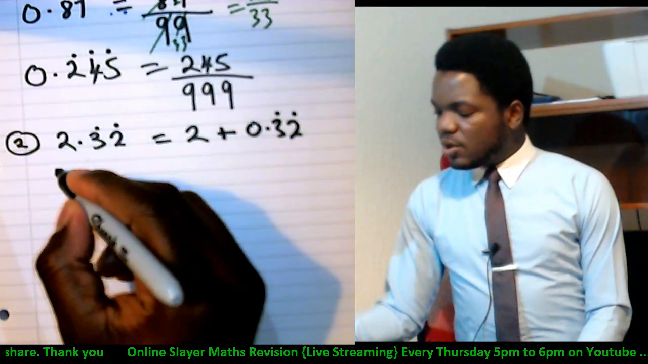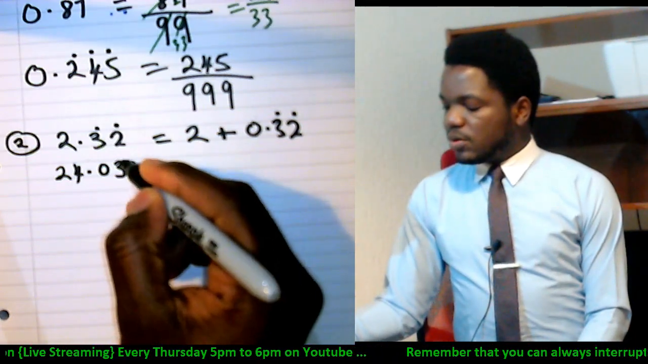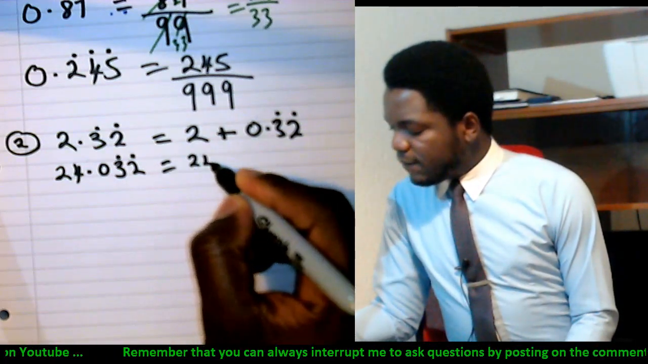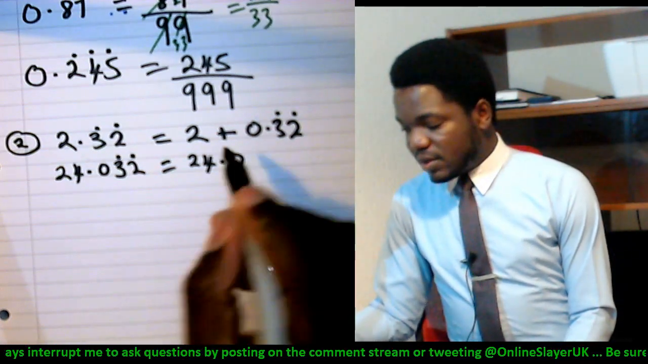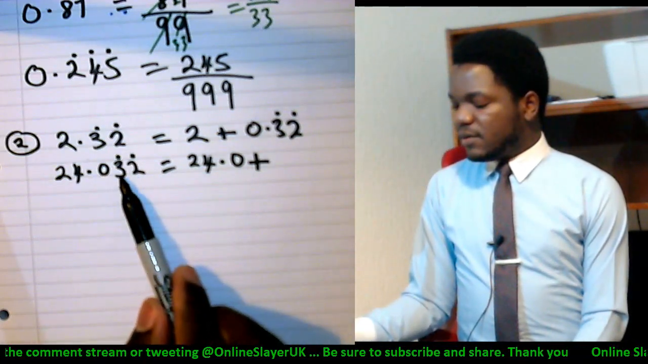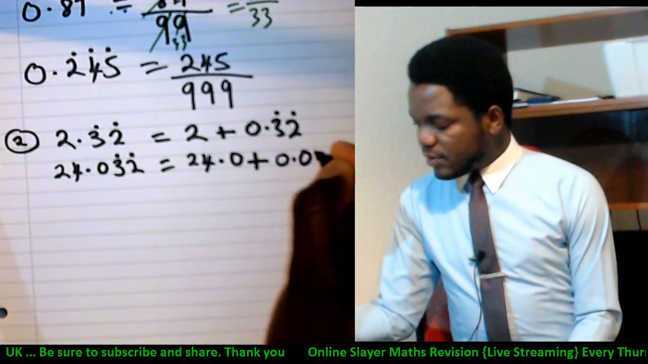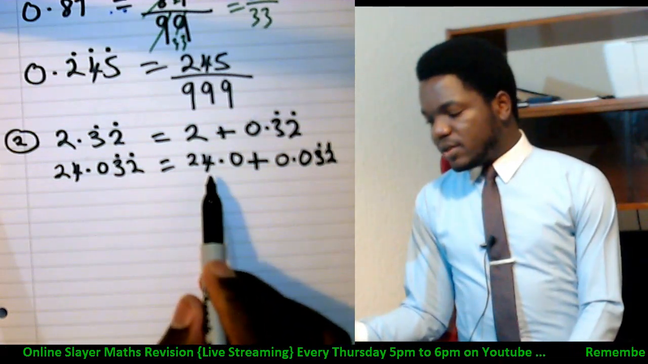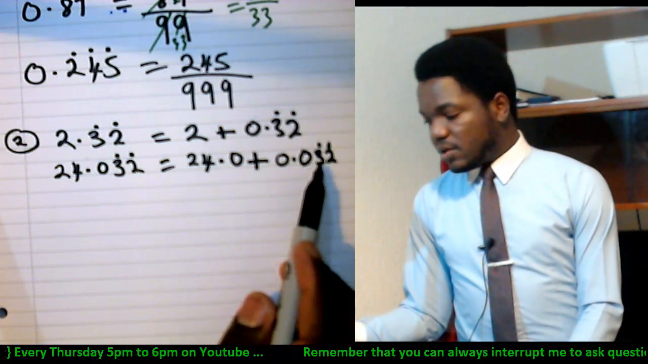So if you had 24.032 with a dot on just 3 and 2, it's going to be 24. Okay, you can say 0.0 if you want, because this is not repeating, right? Plus, what are the numbers that are repeating? 3 and 2. So it's just going to be 0.032 with a dot on 3 and 2. This is 24 whole number, then 0.032 with a dot on them.